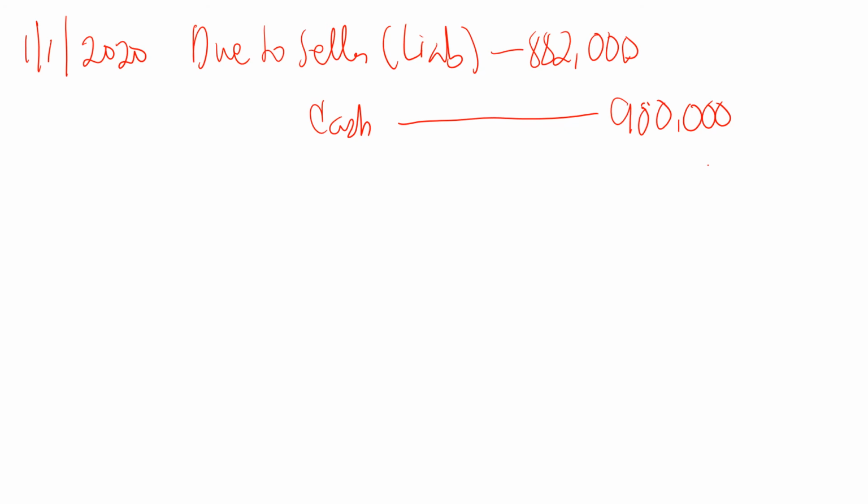Then the difference, or the 2% of the 900,000, so times 2%, or 18,000, will be debited to discount loss or discount not taken. So discount loss 18,000. So this discount loss is the same with the purchase discount expense, should be part of the operating expenses.